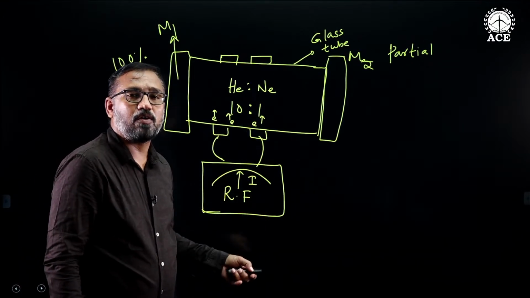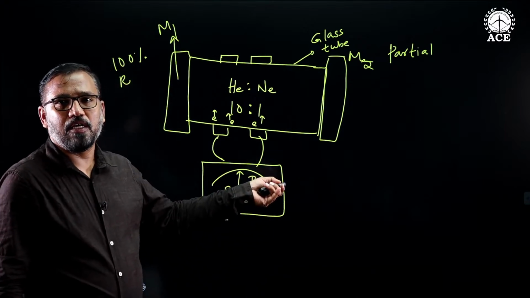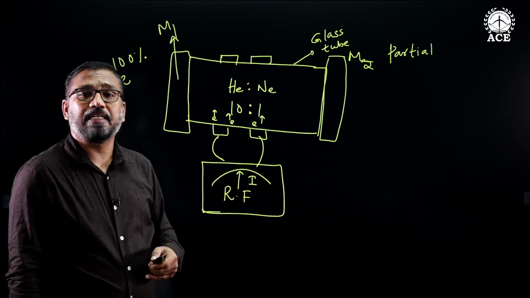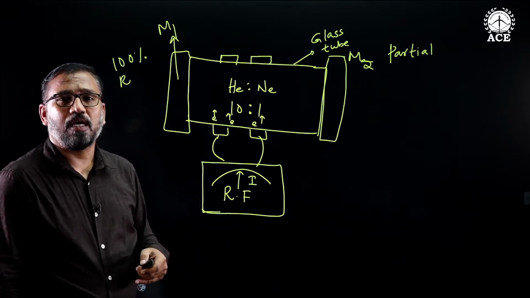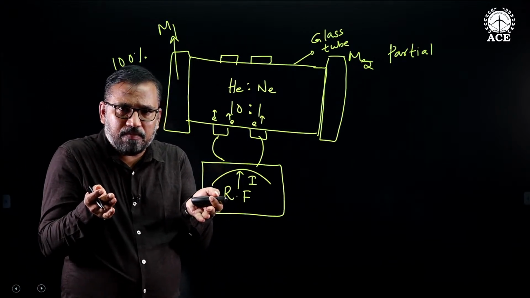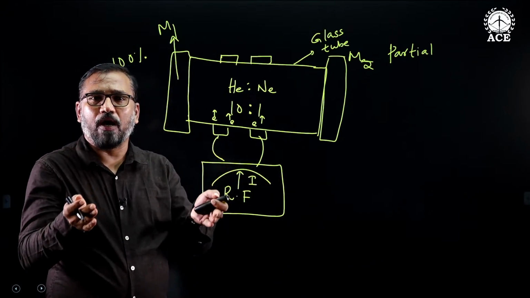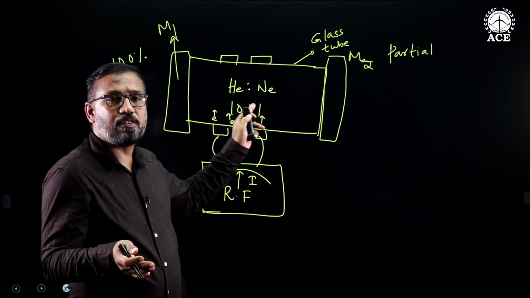Now these electrons are going to interact with the helium and neon atoms. Which atoms are going to be excited, helium or neon? The electrons ejected from the electrodes are going to interact with helium.